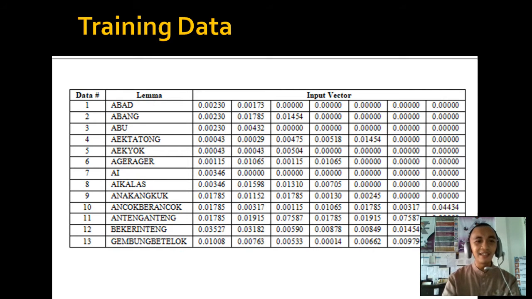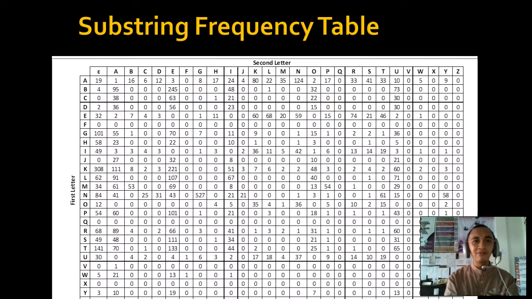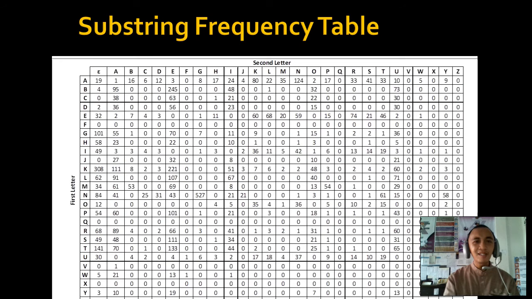So I have 13 training data from the lemmas in the dictionary. With initialization, so as we know, total value on the SFT or string frequency table is 6,946. Thus, the initial weight of non-optimized on optimization table are 0.00142 and 0.00189 respectively. Optimized, what it means, there are some columns and or rows that has all zero values. It can be removed. That become unoptimized. This is not optimized.